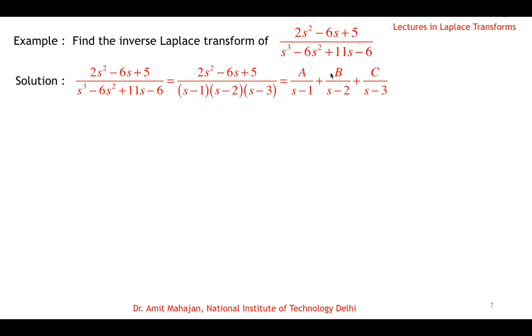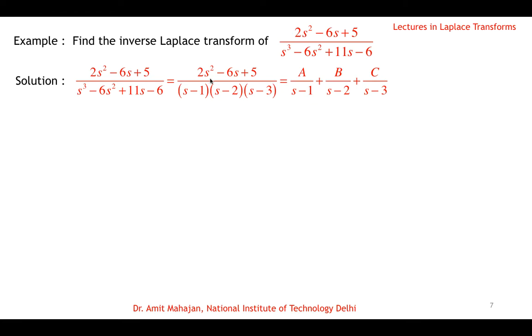Similarly, to calculate B, I multiply both sides by (s minus 2) and put s equal to 2. Multiplying the other terms by (s minus 2) and putting s equal to 2, they become 0. So the right hand side becomes B, and on the left hand side (s minus 2) cancels out, and then I put s equal to 2 in the remaining part. If I put s equal to 2 here, it will be 8 plus 5 minus 12, so it will be 1, and 2 minus 1 is 1, and 2 minus 3 is minus 1, so it will be 1 over minus 1, so the value of B will be minus 1.